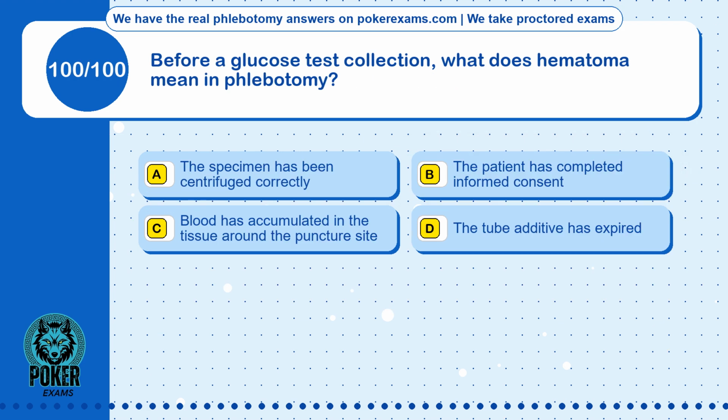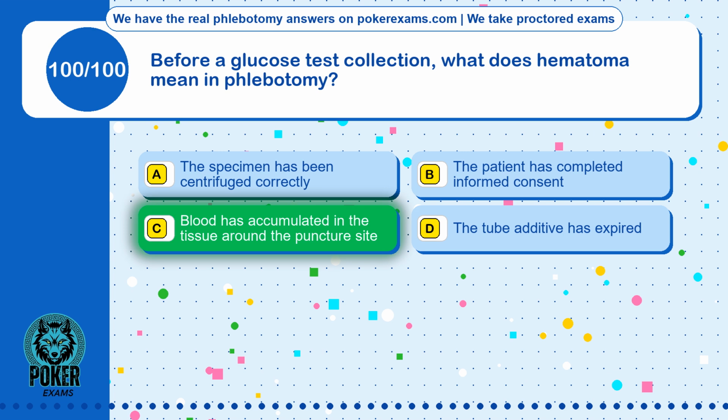Question 100. Before a glucose test collection, what does hematoma mean in phlebotomy? Option A. The specimen has been centrifuged correctly. Option B. The patient has completed informed consent. Option C. Blood has accumulated in the tissue around the puncture site. Option D. The tube additive has expired.